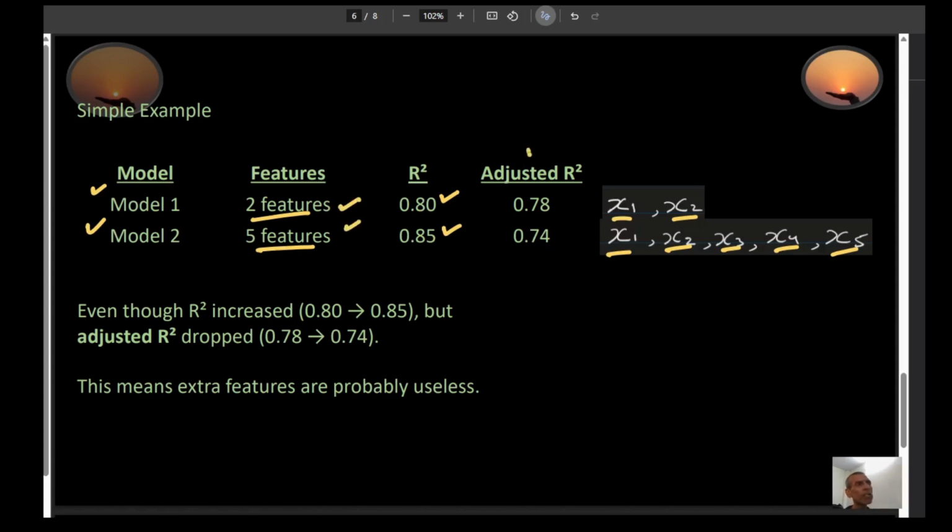Now let's take a look at the adjusted R square. On the other hand, your adjusted R square actually went down. It was 0.78 over here, now it is 0.74. So even though your R square increased from 0.80 to 0.85, your adjusted R square dropped from 0.78 to 0.74. This means that the extra features you added are useless.